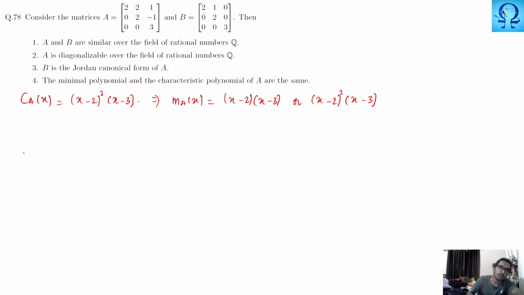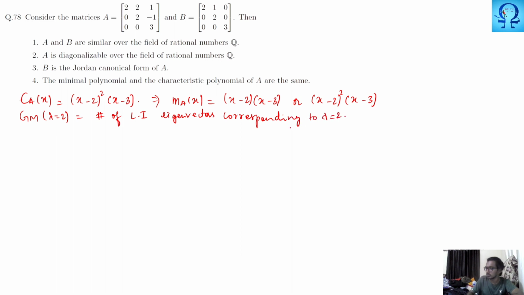So we will check the geometric multiplicity of the matrix. Geometric multiplicity when lambda equals 2. This is defined as the number of linearly independent eigenvectors corresponding to lambda equals 2. This is nothing but the dimension of the kernel of A minus 2I. That is the nullity of the matrix A minus 2I.